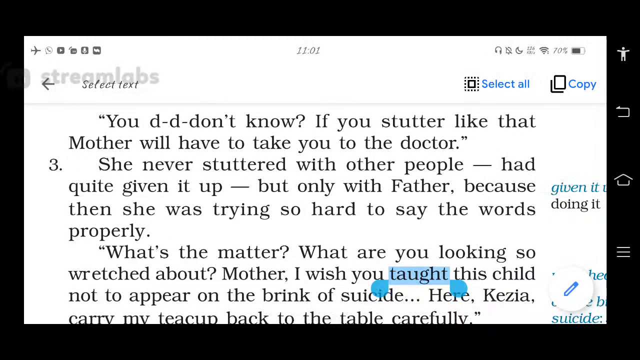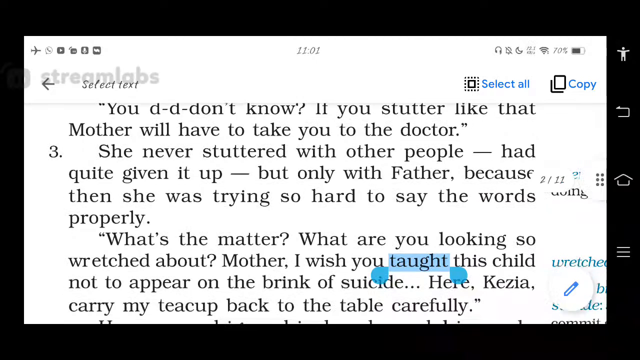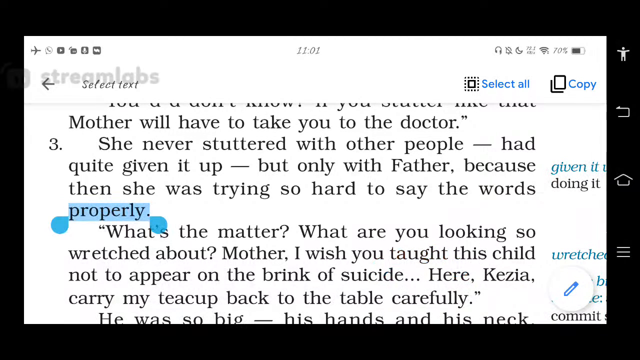She was trying so hard to say the words properly. She was trying to say "hard." So when do we say "hardly"? When do we say some things in a hardest manner?